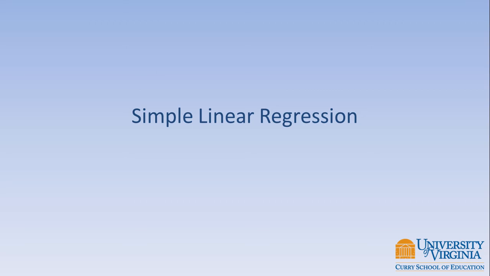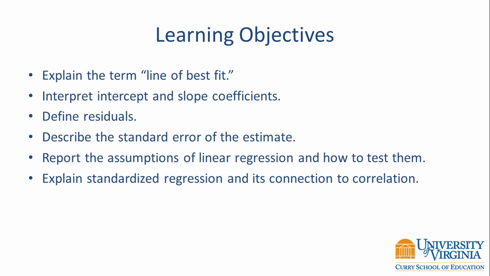Simple linear regression is a statistical procedure that allows us to use one variable to make predictions about another variable. This video describes various aspects about regression, such as what is meant by a line of best fit, how to interpret the intercept and slope coefficients, the way we define residuals and how to compute the standard error of the estimate. You will also learn about the assumptions of simple linear regression and how to test them. Finally, you will learn about standardized regression and its connection to correlation.